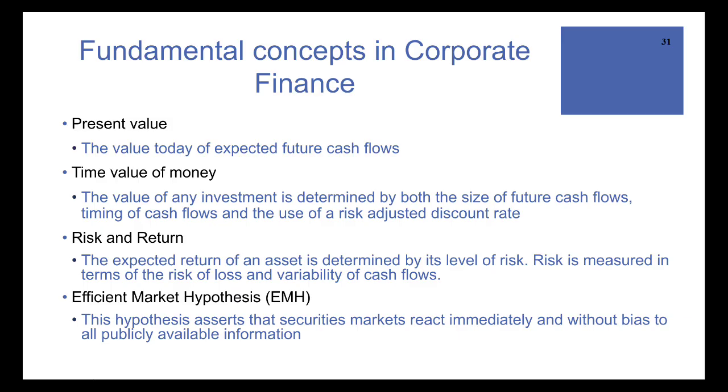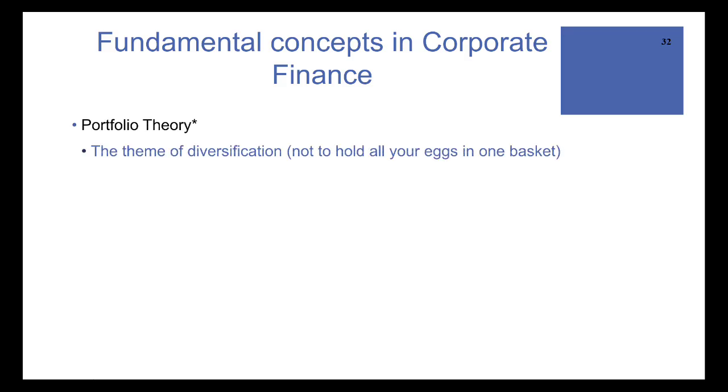You know what I mean? Because of inflation, money is different in different periods. Risk and return: you invest in something, you might get a return, but there's also risk involved. Efficient market hypotheses are extremely important.